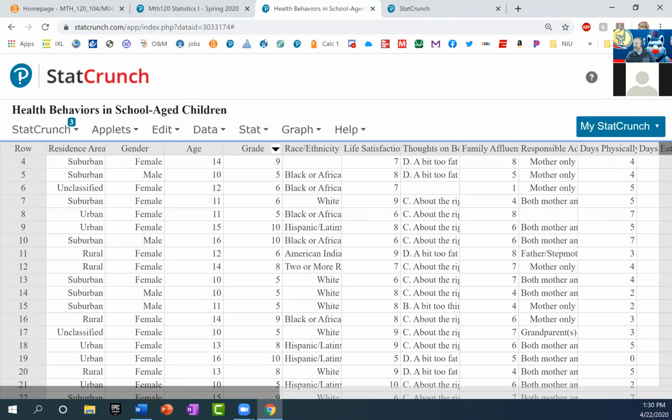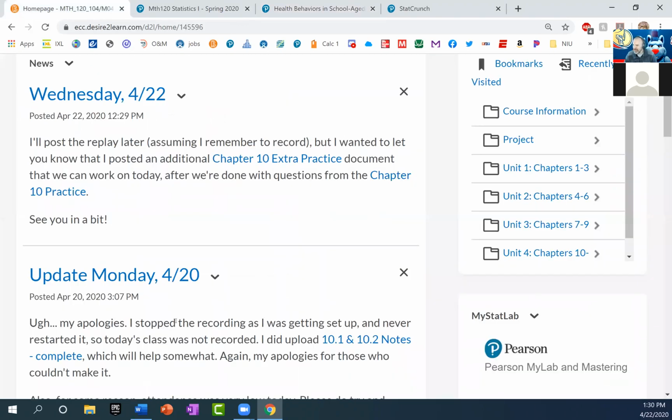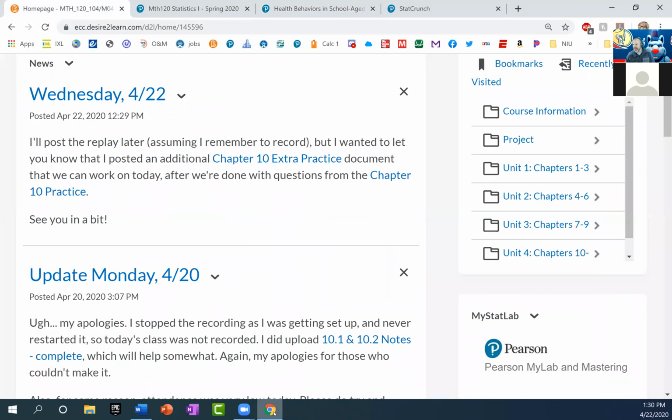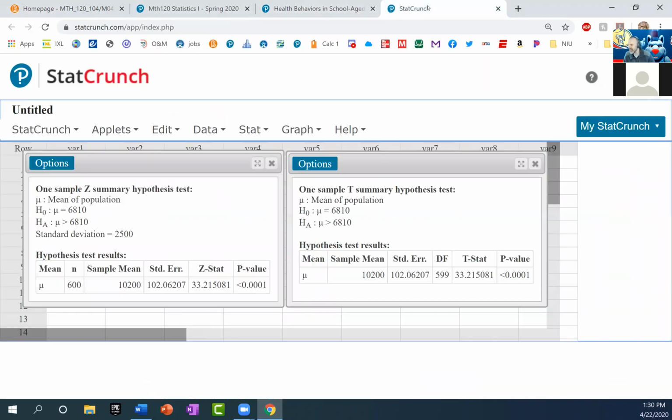So if this was on the practice document for the quiz, we should answer no, the conditions are not met. Let's practice with the StatCrunch commands, but we won't actually paste it. So that's funny. I swear I checked that before class. Okay, so let's check it though.